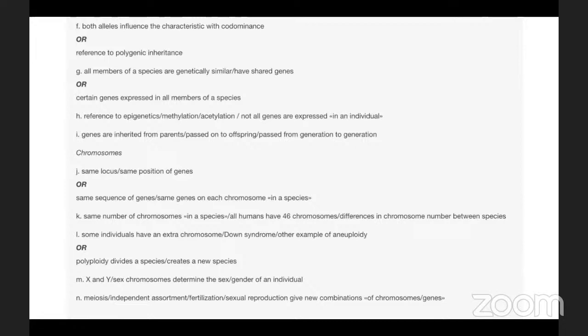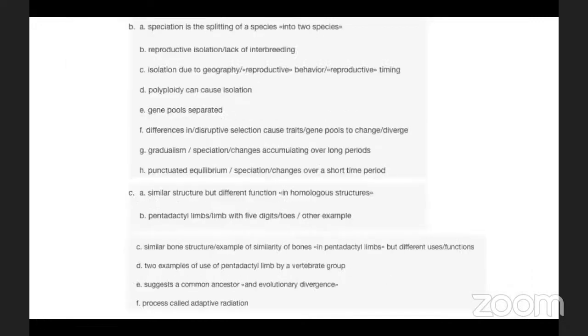And kita boleh cerita pasal anomalies yang polyploidy. You remember polyploidy yang mana the chromosome number of a species can randomly double or triple. It can create a new species. And then the X and Y chromosomes determine the sex and gender of an individual. Same species, tapi gender berbeza. So itu pun variation lah. And meiosis, independent assortment, fertilization, all of this can give new combinations of chromosomes or genes.